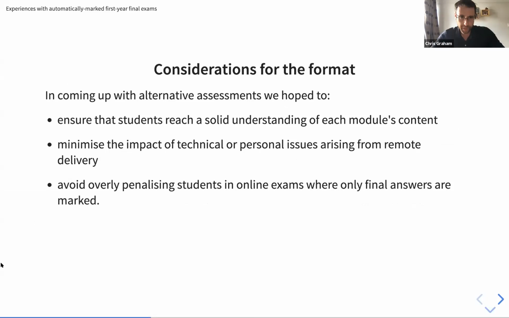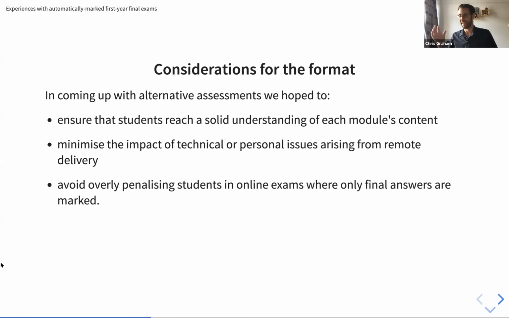So what were we thinking about when we were looking to come up with a format? Well, one of the main motivations was to ensure that students caught up with the material that they missed. So semester 2 had suffered from some quite significant disruption. And what we wanted to do was get all students up to a standard where we felt that they would be able to succeed at stage 2. We wanted to minimize the impact.